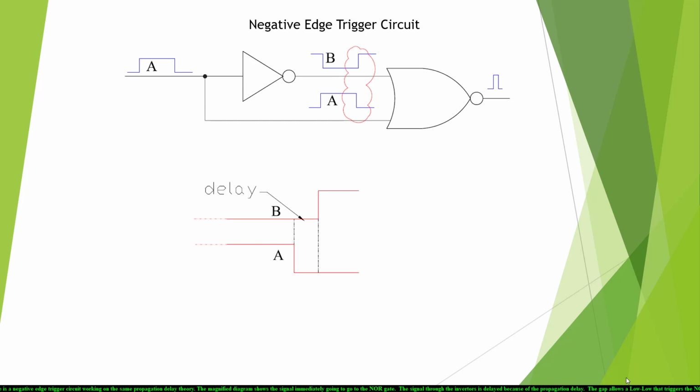Here is a negative edge trigger circuit working on the same propagation delay theory. The magnified diagram shows a signal immediately going to the NOR gate. The signal through the inverters is delayed because of the propagation delay. The gap allows for a low that triggers the NOR.